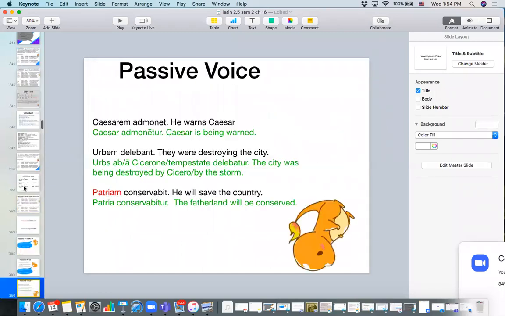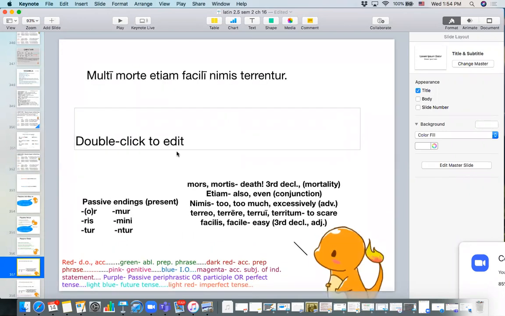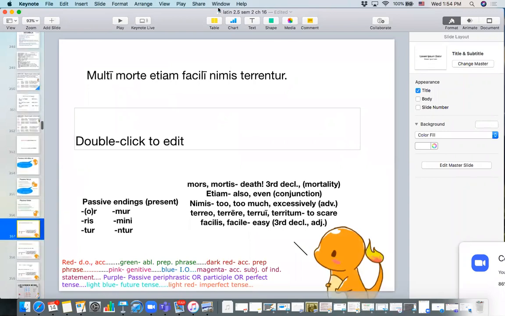We have passive infinitives, blah, blah, blah. Okay, so multi, morta, etiam, facili, rather, nimis, terentur. I know this makes it a little smaller on our screen, but I'm probably going to keep it like this and not full screen so I can point at things better. I don't know. I bet y'all don't have your mics on, but does anybody want to share? I'll just ask just in case.